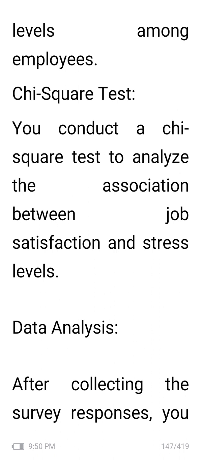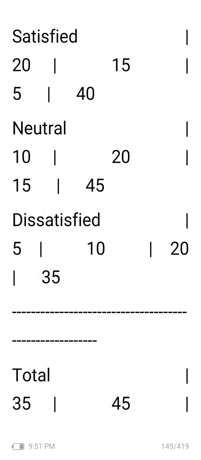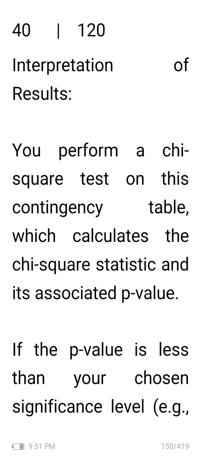Chi-square test: you conduct a chi-square test to analyze the association between job satisfaction and stress level. After collecting the survey responses, you create a contingency table that cross-tabulates job satisfaction and stress level. We don't need the code for that. Interpretation of results: you perform a chi-square test on this contingency table, which calculates the chi-square statistic and its associated p-value.